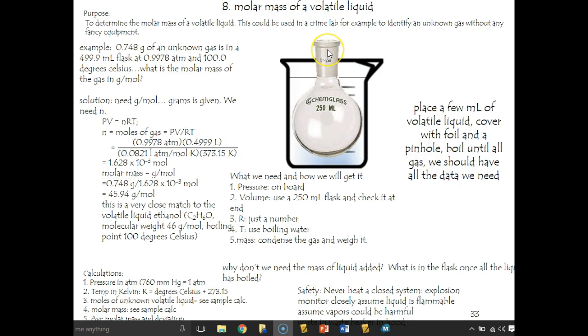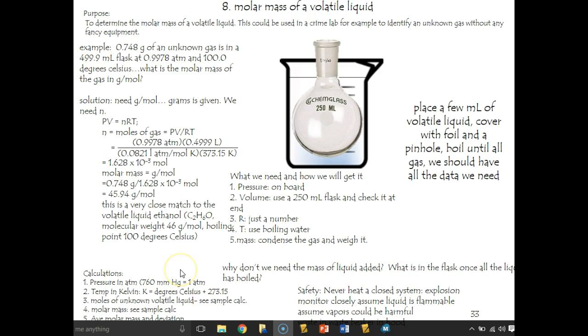If we sealed this thing up and heated it, it would pressurize and could potentially burst or even explode, sending shards of glass everywhere. So look around and make sure nobody pressurizes this system. A little aluminum foil on the top held on with a rubber band and a pinhole will keep things safe without messing up the results. So we'll boil it until it's all gas, and we should have all the data that we need.